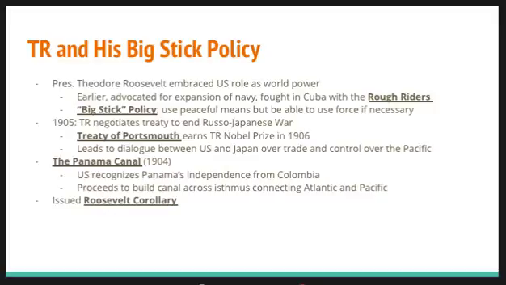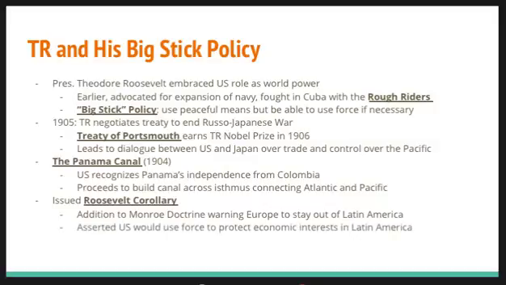Roosevelt also issued something known as the Roosevelt Corollary. This was an addition to the Monroe Doctrine, this doctrine that was passed by former President James Monroe, where he warned Europe to stay out of Latin America. Well, Teddy Roosevelt went a step further, and he asserted that the United States would use force to protect their economic interests in Latin America.